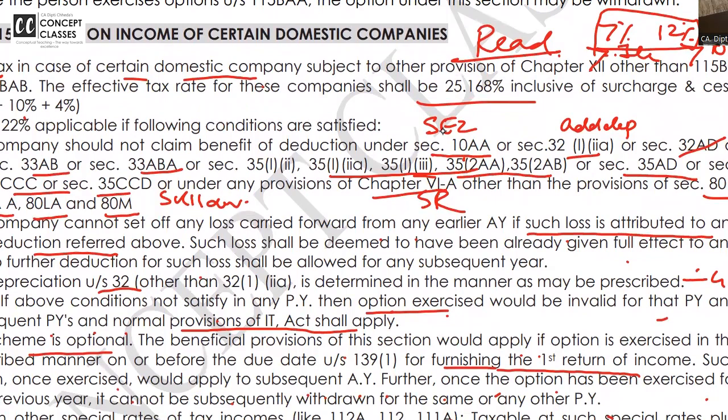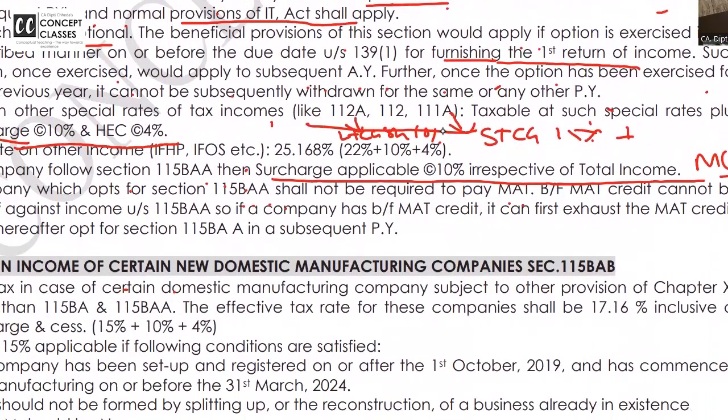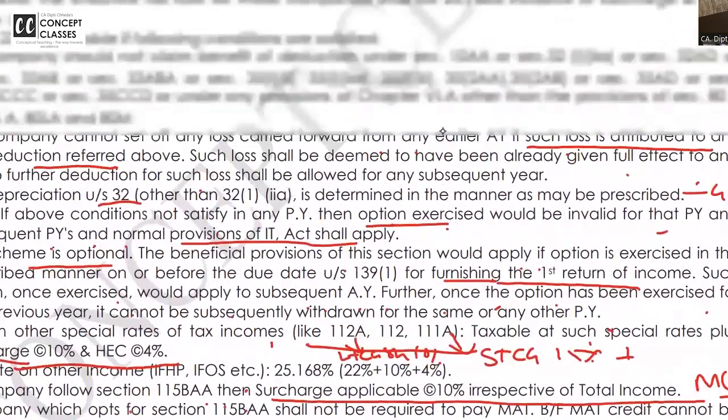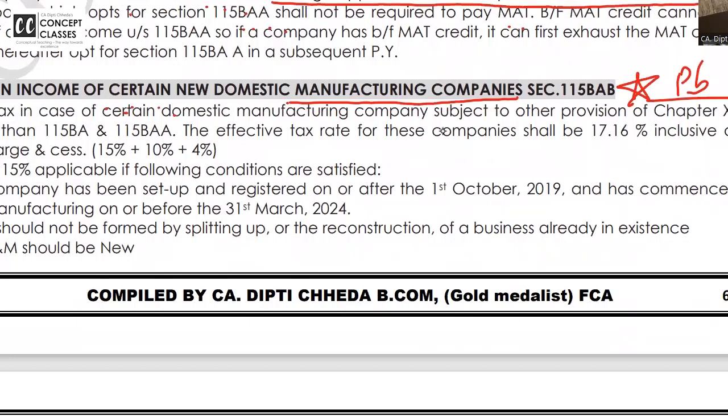115 BAA. This is for any domestic company. Manufacturing is not necessary. Now, which is important and asked in exam, problem can also be asked. Very important. Tax on certain new domestic manufacturing company. See, this was not a manufacturing company. It's a domestic company. This is a manufacturing company. 15% is the tax rate. Okay. Surcharge is mandatory. With 4% cess, 17.16% comes.